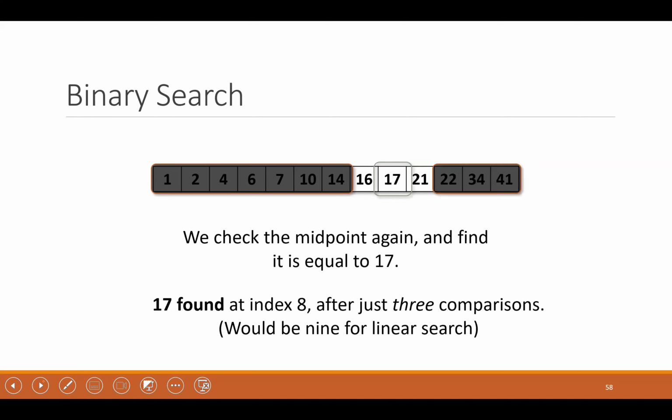All right. At this point, I look at the midpoint. It's equal to 17. I found it. I'm happy. And I used 3 comparisons and a little bit of math, right? I have to compute the midpoint, but that's pretty easy for a computer. And if I had done what I said I would do in the first place, which was the linear search, that would have taken 9 comparisons. Okay. So everybody clear on binary search?